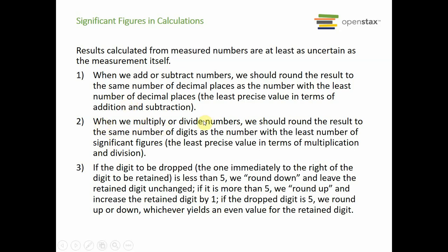When we multiply or divide numbers, we should round the result to the same number of digits as the number with the least number of significant figures. So if you multiply something that has 4 significant figures times something that has 5 significant figures, the result should be in 4 significant figures, the smallest number of the two. That's when you multiply or divide.